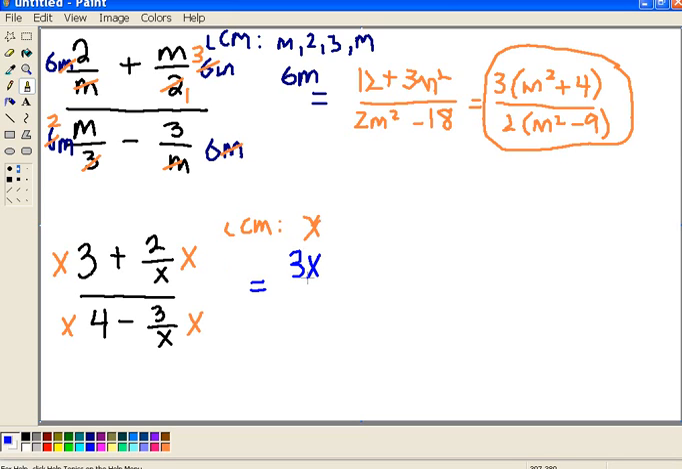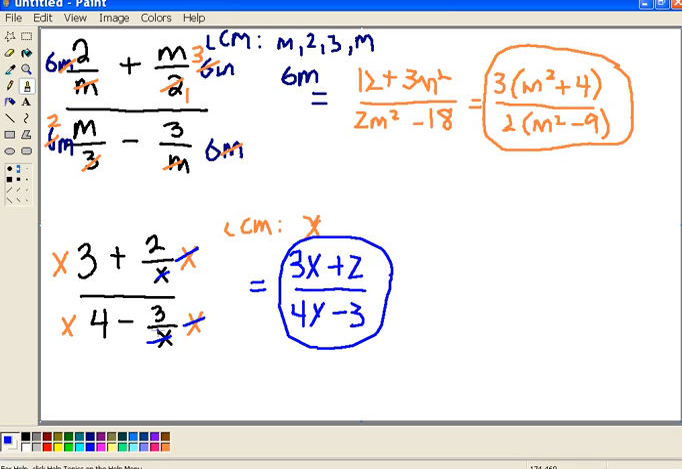The x's go to 1 and leave me a plus 2. And in the denominator here, I've got 4 times x, so that's 4x. And here, my x's cancel, go to 1, leave me minus 3. All right? So again, the important thing here is once you come up with your LCM by looking at your denominators, make sure if you have any numbers or any variables that have a denominator of 1, so it's not written, that you also multiply those by the LCM.